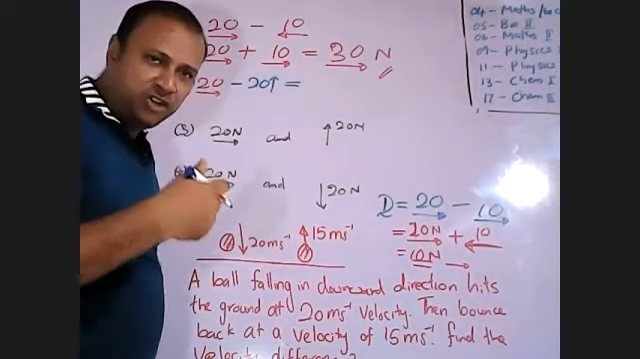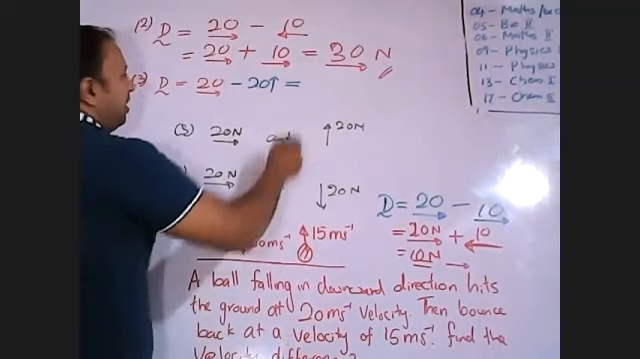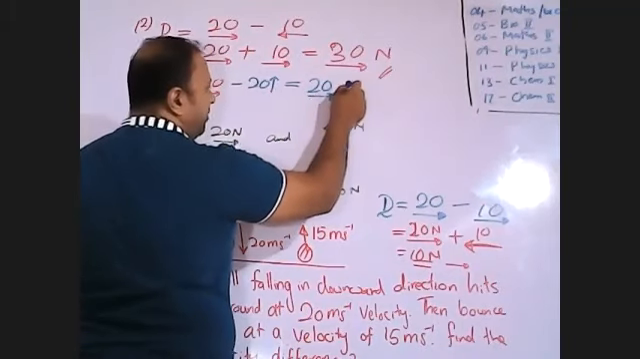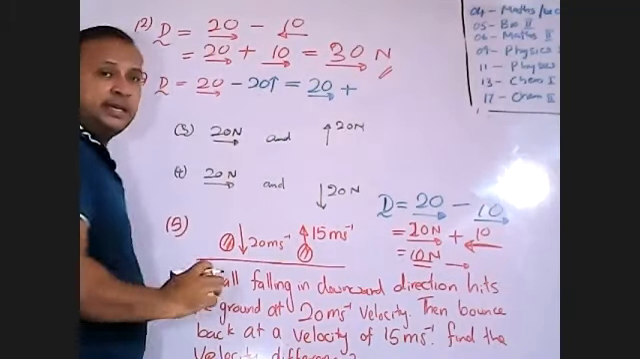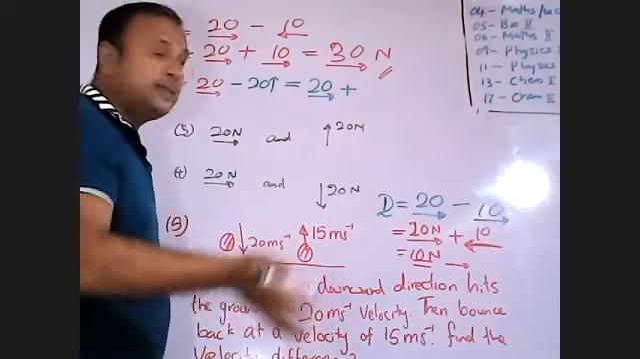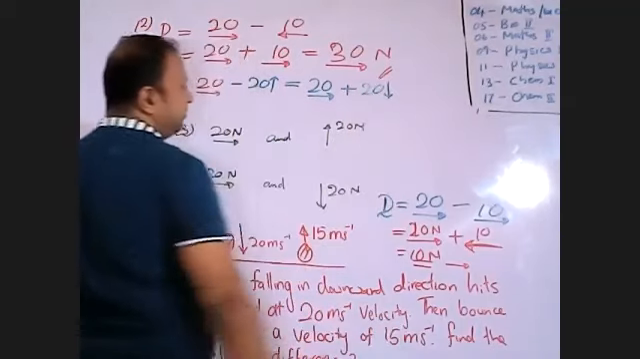Subtraction means addition of the negative second vector. So the first vector remains unchanged. For the second vector, you have to get the negative vector of that one. Negative vector means I have to reverse the direction. 20 this way.